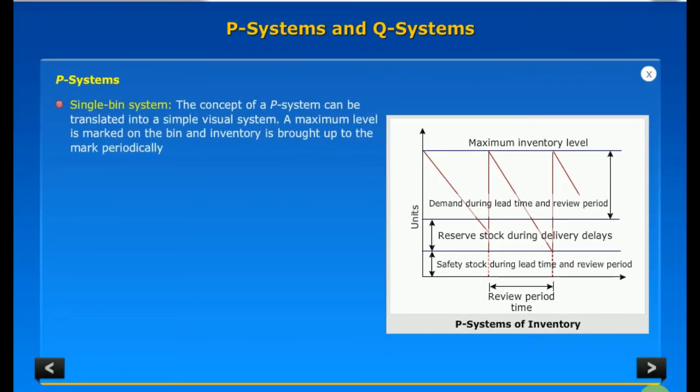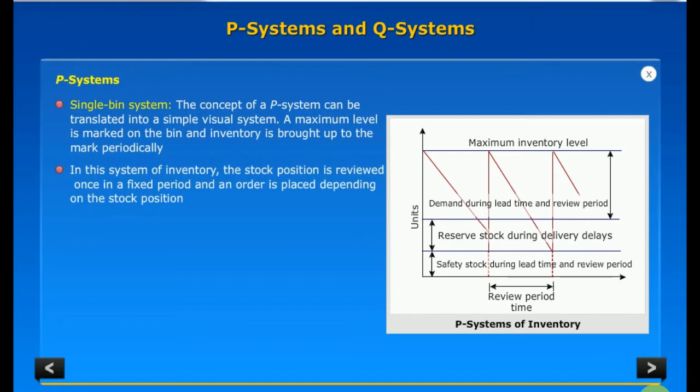Single bin system. The concept of a P system can be translated into a simple visual system. A maximum level is marked on the bin and inventory is brought up to the mark periodically. In this system of inventory, the stock position is reviewed once in a fixed period and an order is placed depending on the stock position.